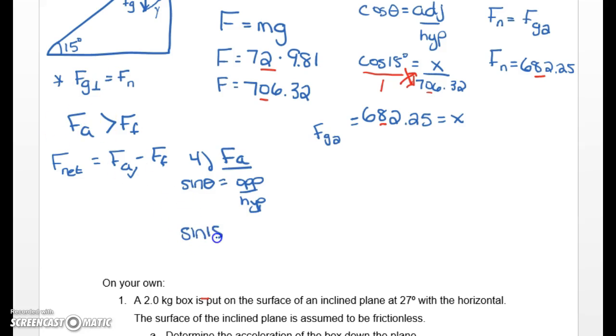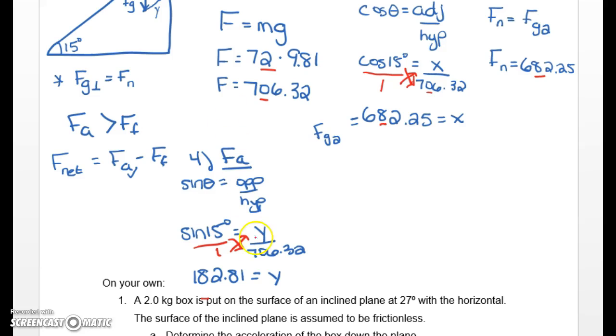So the angle was 15 degrees. The opposite is what I was looking for. And my hypotenuse, as I had seen here, was 706.32. I'll write this over once, so that way I can cross multiply to solve. If you plug this into your calculator, sine of 15 degrees times 706.32, we will get a value of 182.81, and that's a rounded value as our answer there.